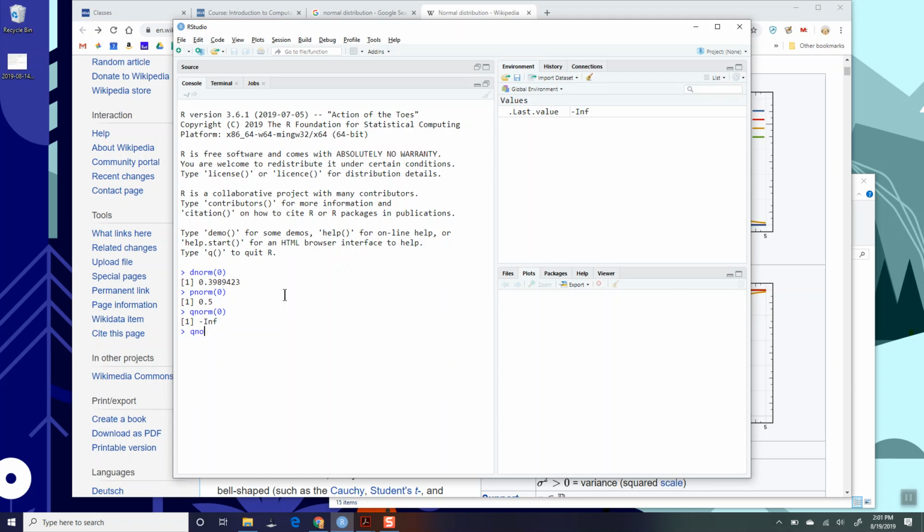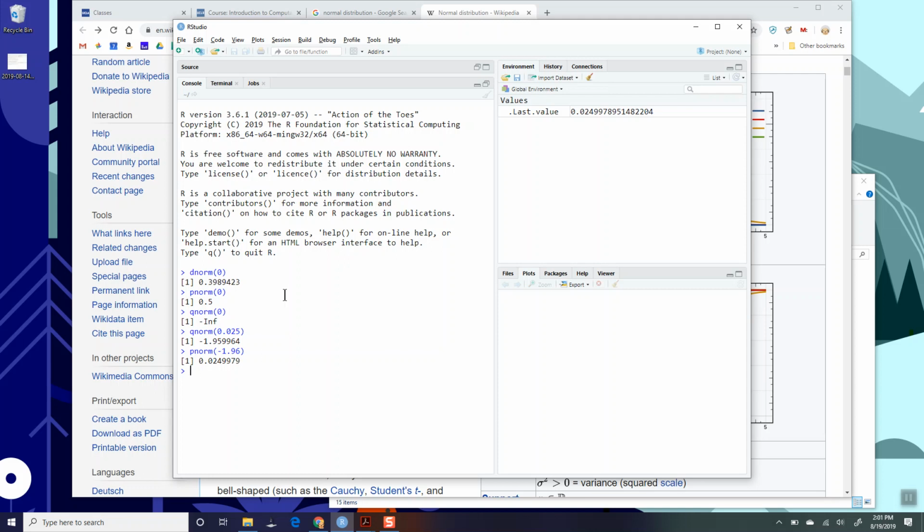All right, let's just try a few others. Q norm of 0.025. We should get this one right. Negative 1.96. Thank you. Q norm of 0.025 is negative 1.96 because this is the value. If I plug in P norm of negative 1.96, we would get 0.025, right? There we go.